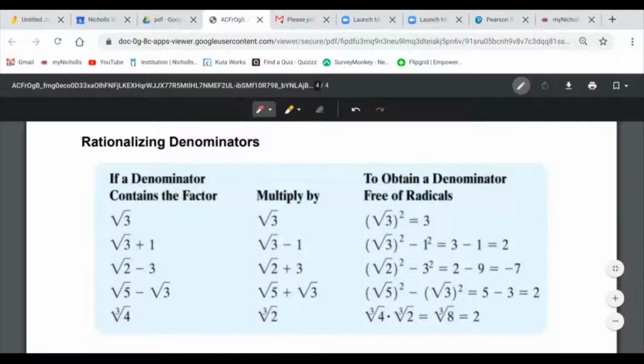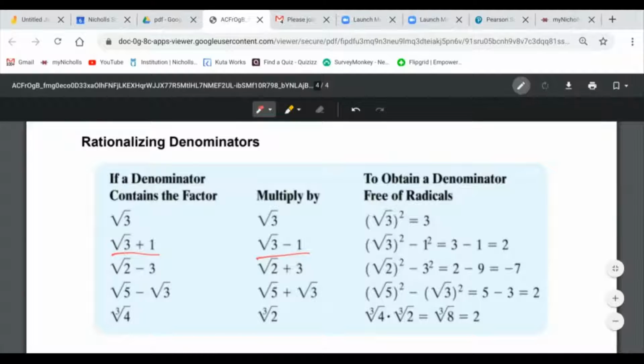And we have a little chart here that kind of tells you what to multiply by. So basically, if the denominator contains a square root of 3, you're going to multiply by the square root of 3. If the denominator contains square root of 2, you're multiplying by square root of 2. Notice on the second part right here, if it's square root of 3 plus 1, we're going to multiply by the square root of 3 minus 1, so it changes the sign.